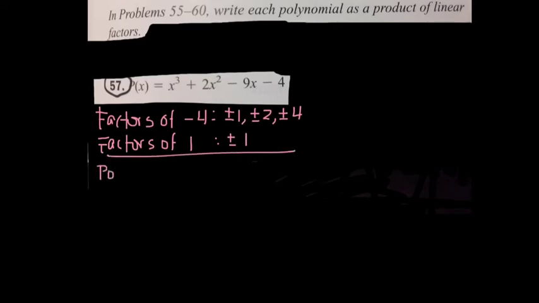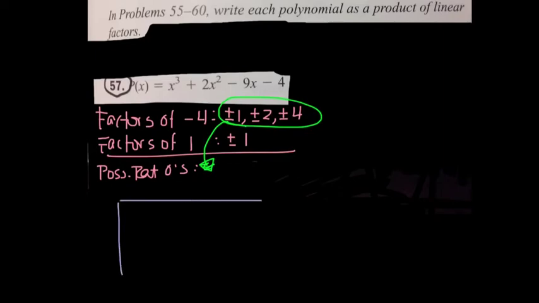My possible rational zeros, then, come from taking every combination of number that has the factors of negative 4 in the numerator and the factors of 1 in the denominator. And again, since all of those numbers would just be over 1, the factors of negative 4 are my possible rational zeros. To find out which of those numbers actually end up being my zeros, I set up the synthetic division.